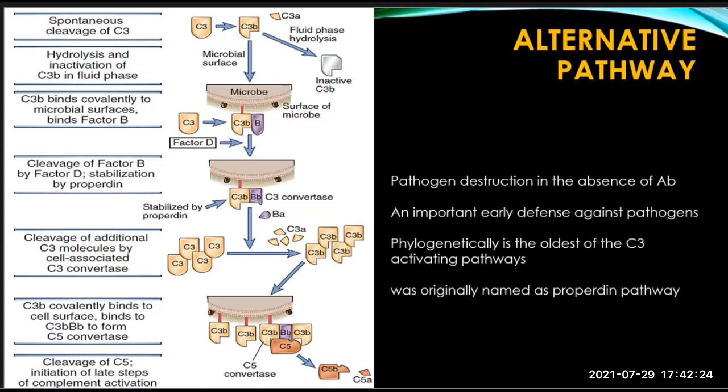This pathway is very essential as an early defense against pathogens or microbes. Phylogenetically, this represents the oldest of the three activating pathways. When I was in third year, I thought the oldest was the classical, but it's not. The alternative pathway is phylogenetically older than the rest. It was originally named for the protein properdin, because before it was known as the alternative pathway, it was known as the properdin pathway.